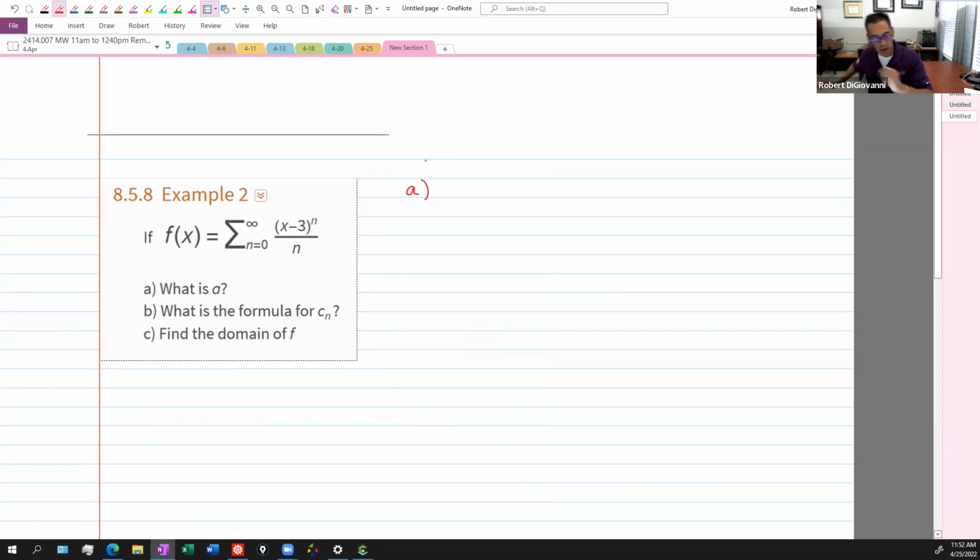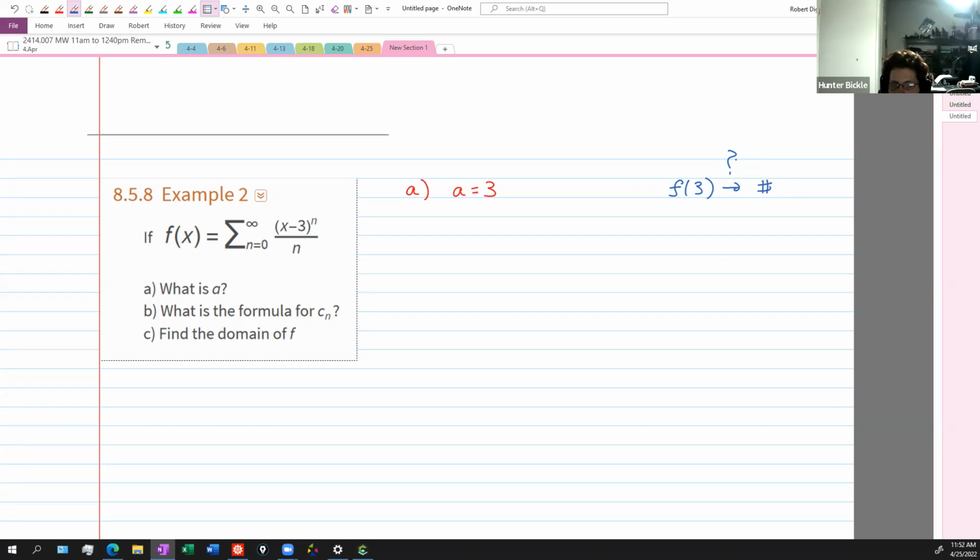Okay, what's A in the formula? 3, right? This is a power series centered at 3. So A is 3. Right now, could you tell me, is f of 3 going to give me a number or not? If I try and plug 3 into this, am I going to get a number? You'll get a 0 right there, which gets you convergence. I should get a number. It should not be divergent.